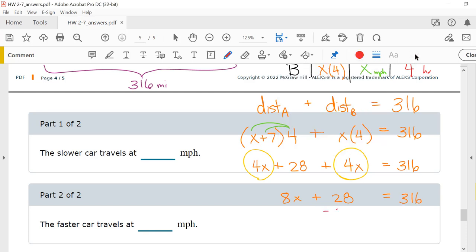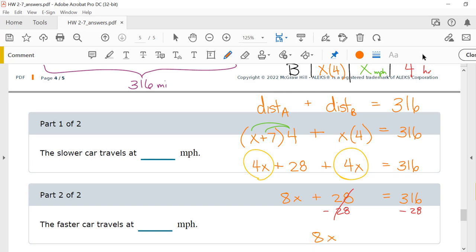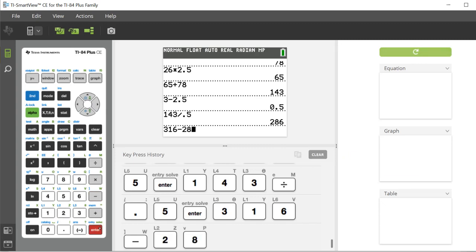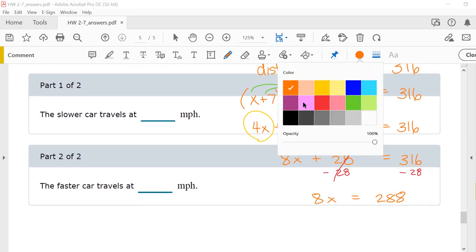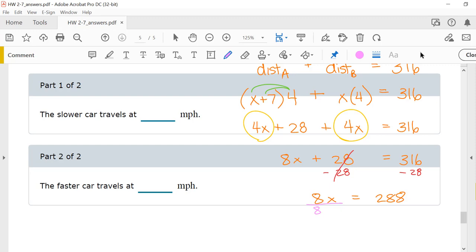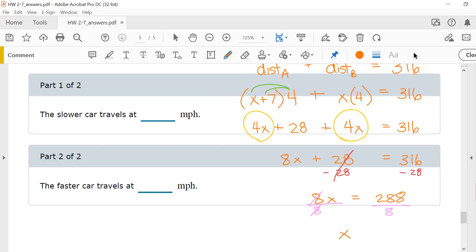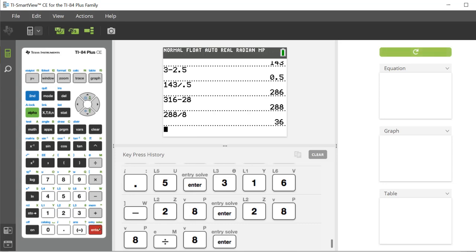Subtract 28 from both sides. 8X equals 316 minus 28, which is 288. Now divide both sides by 8. So X will equal 288 divided by 8, which is 36.